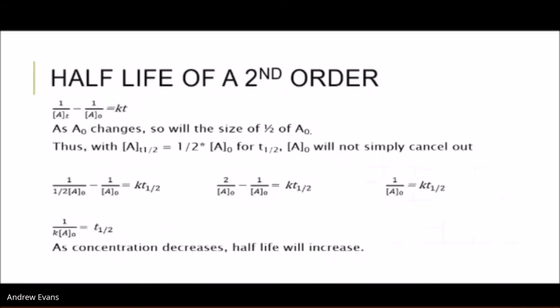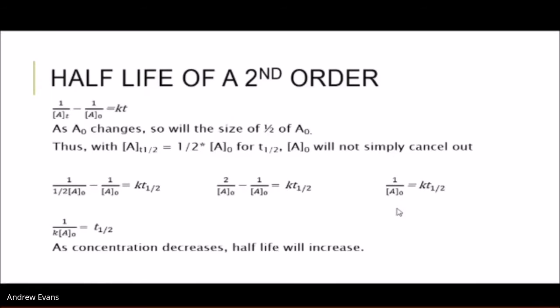So going from 100% to 50% might take 2 days. But then to go from 50 to 25 might take 4 days or 5 days or 6 days. And then to go from 25% to 12.5%, maybe it's going to take 10 or 12 days. So it's going to keep increasing. The time it takes to decrease by half keeps increasing as the concentration decreases.